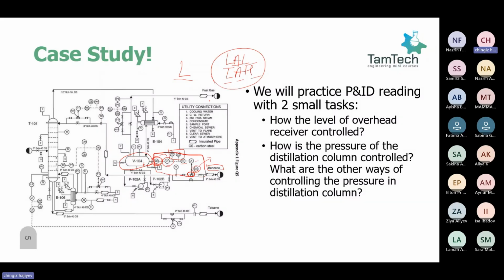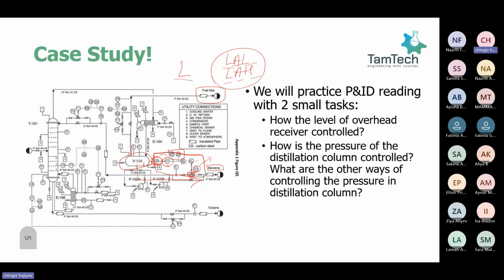Here is how we control it with the flow of fuel gas. Alton, the correct answer is flow of fuel gas. Here you see, usually liquid streams we draw under the equipment. If you have something flowing as a liquid, it's under. When we have something that is flowing as a gas, it's on the upper side of the equipment.